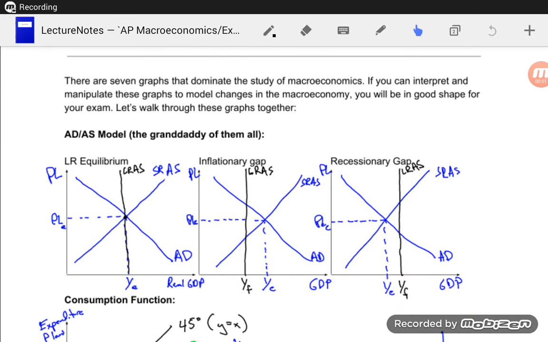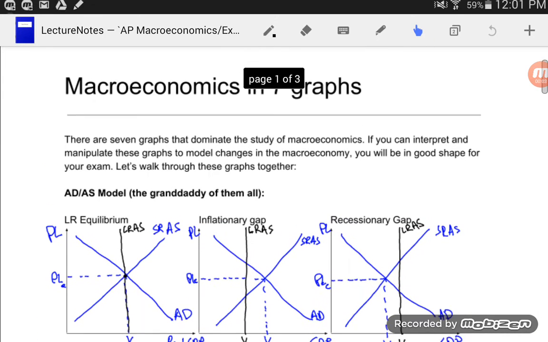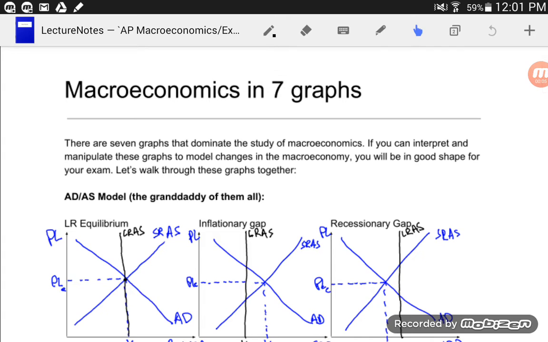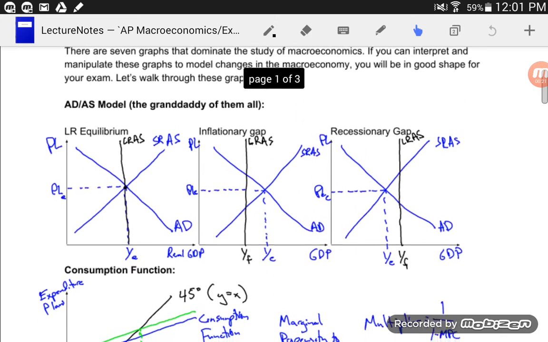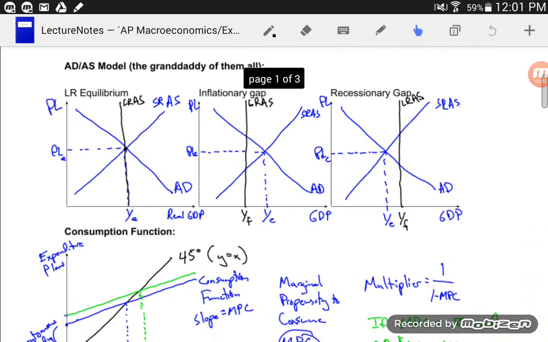Welcome to part 2 of this AP Macroeconomics review, and I was looking at a number of the graphs that dominate the study of macroeconomics. As I said in the first video in part 1, there's really more than 7 graphs, and some of these are more important than others, like the aggregate demand, aggregate supply model. You're almost definitely going to need to know.